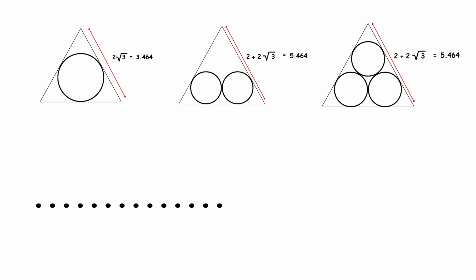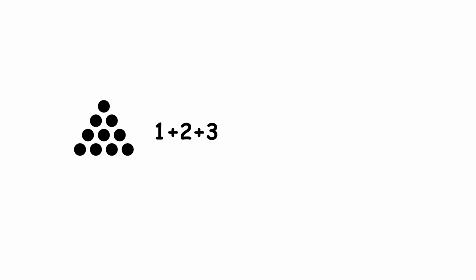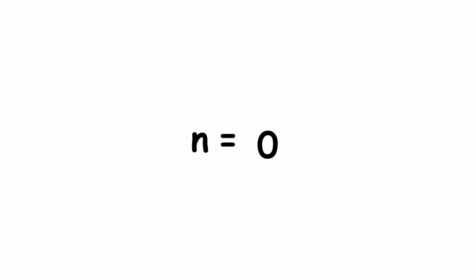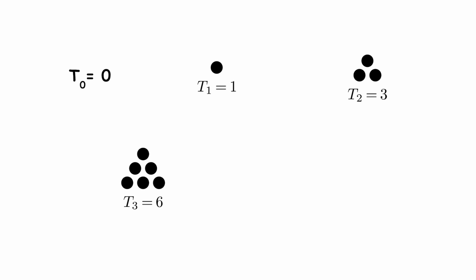Altogether, solutions are known all the way up to n equals 12 and for all triangular numbers. A triangular number is a number obtained by taking the sum 1 plus 2 plus 3 and so on up to n, where n is a non-negative integer. If n equals 0, then the result is equivalent to adding together no numbers, known as the empty sum, which is 0. The first few triangular numbers are 0, 1, 3, 6, and 10.